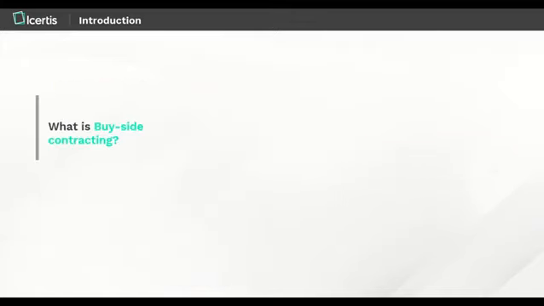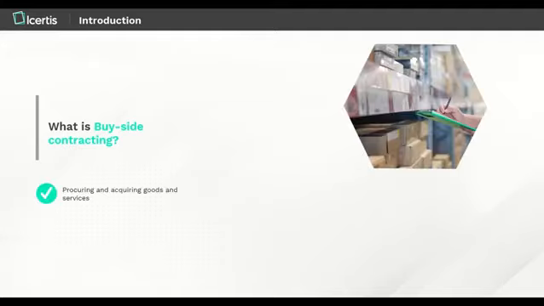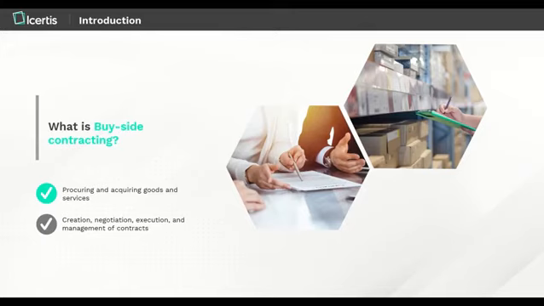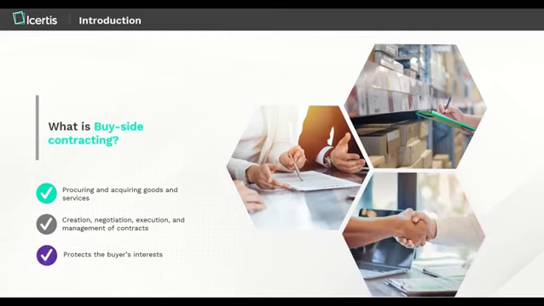Buy-side contracting is a critical component of contract lifecycle management that focuses on procuring and acquiring goods, services, or assets by an organization from its suppliers or vendors. It involves the creation, negotiation, execution, and management of contracts from the buyer's perspective. These contracts are typically initiated by the buyer and are designed to protect their interests while ensuring a successful business relationship with the supplier. So, in a nutshell, buy-side contracting is basically a well-organized process that helps companies effectively manage their relationships with vendors or suppliers.